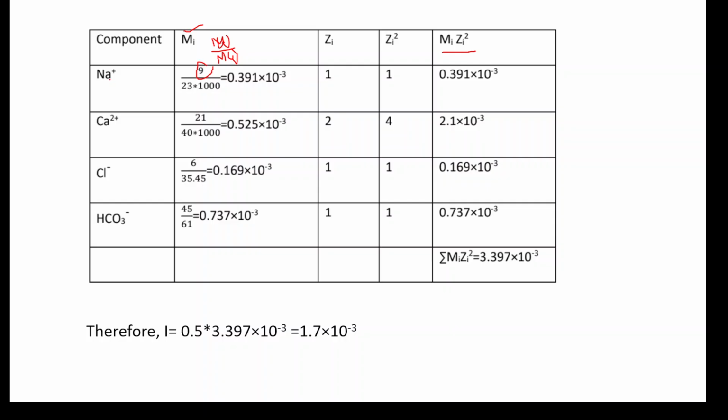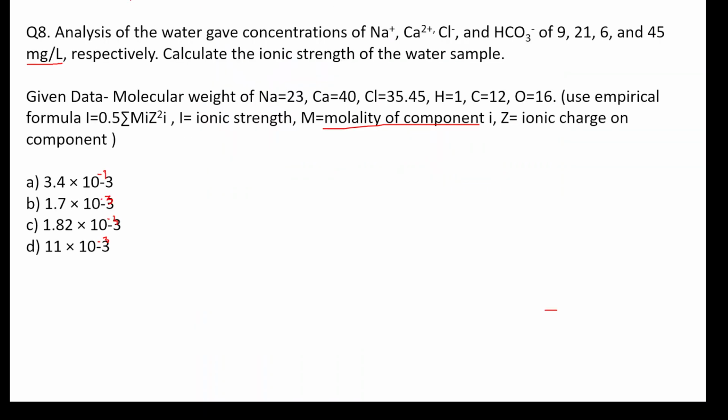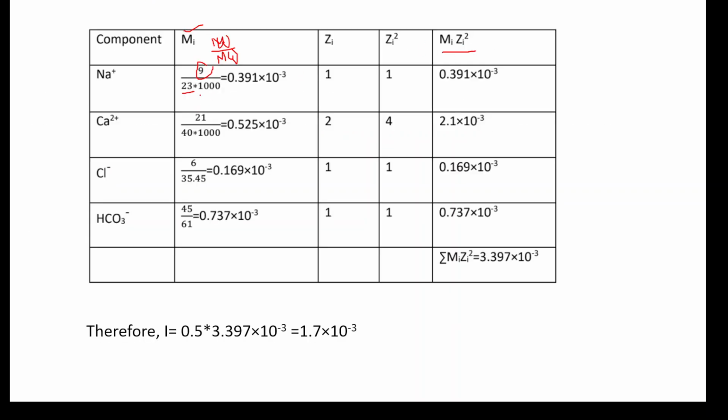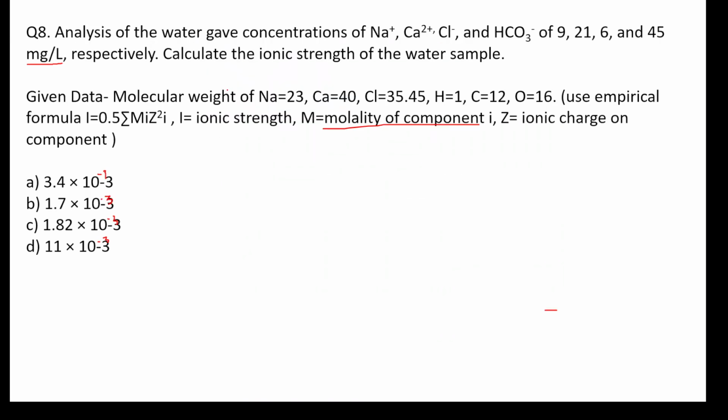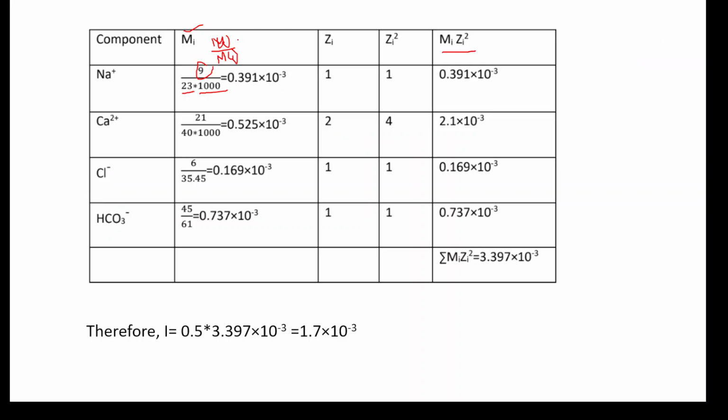And for sodium, the molecular weight is 23. Since the concentration is given in milligrams, we also divide by 1000. If we do not want to divide by 1000, the weight should be in grams, so the molecular weight should be in grams. Since this is in milligrams, we divide by 1000. So this is what we got for sodium. For calcium, it's 40. For chloride, it's 35.45.